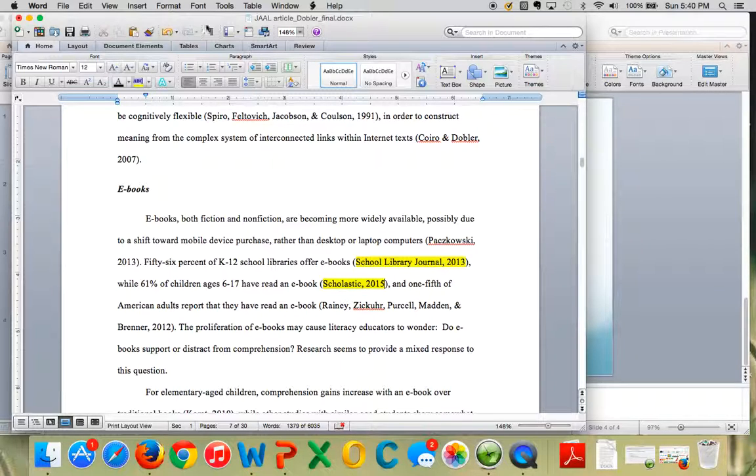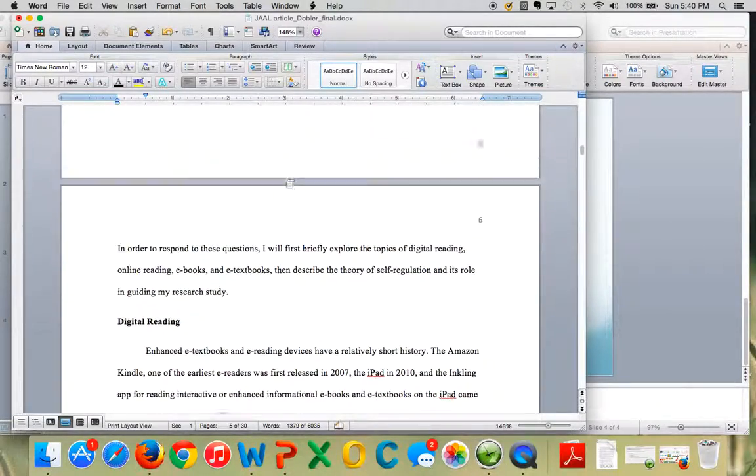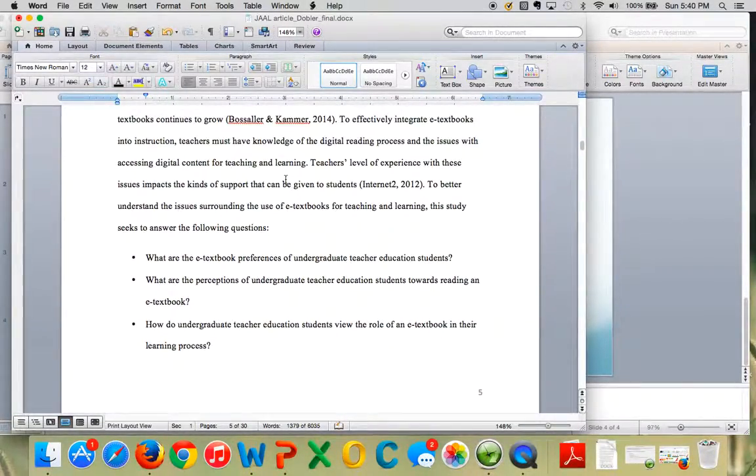I also wanted to show you, back up here, the Internet 2. This is actually a report. Sometimes we'll use a report if we're citing some statistics or some other factual information. And it also does not have an author. So that's the title of the report. And that's what we use when no author is available. We always want to start with the author.